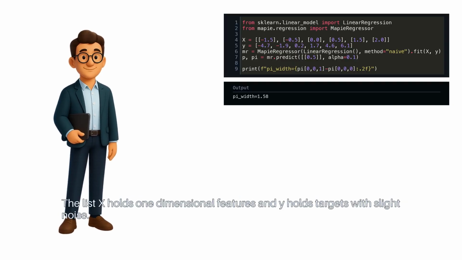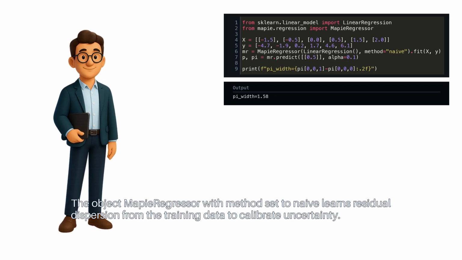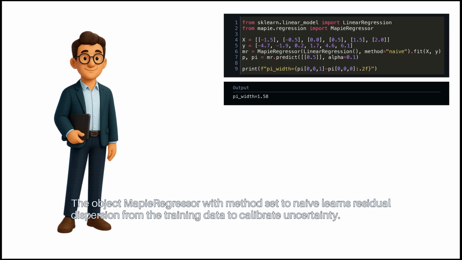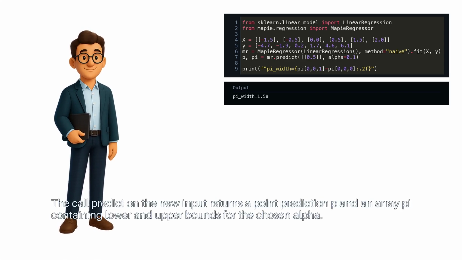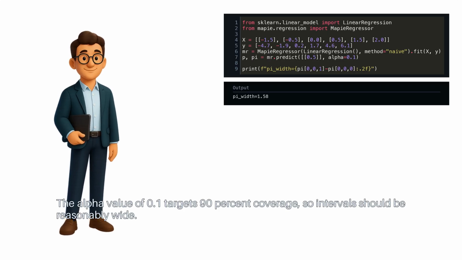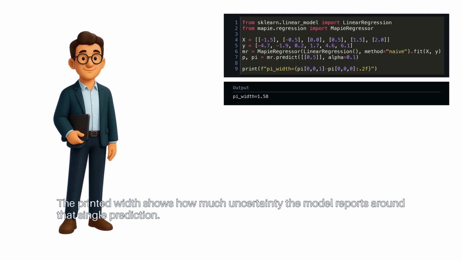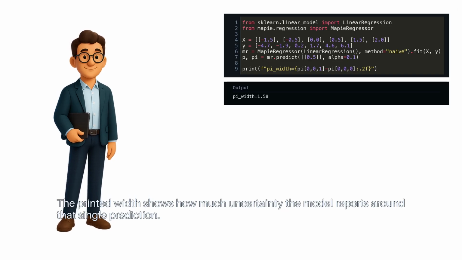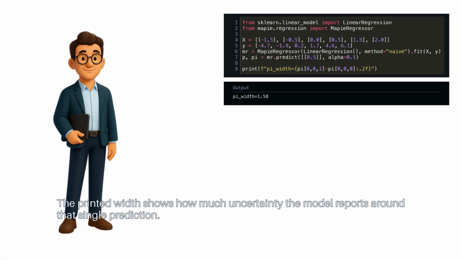The list X holds one-dimensional features and Y holds targets with slight noise. The object MapieRegressor, with method set to naive, learns residual dispersion from the training data to calibrate uncertainty. The call predict on the new input returns a point prediction P and an array pi containing lower and upper bounds for the chosen alpha. The alpha value of 0.1 targets 90% coverage, so intervals should be reasonably wide. The printed width shows how much uncertainty the model reports around that single prediction.